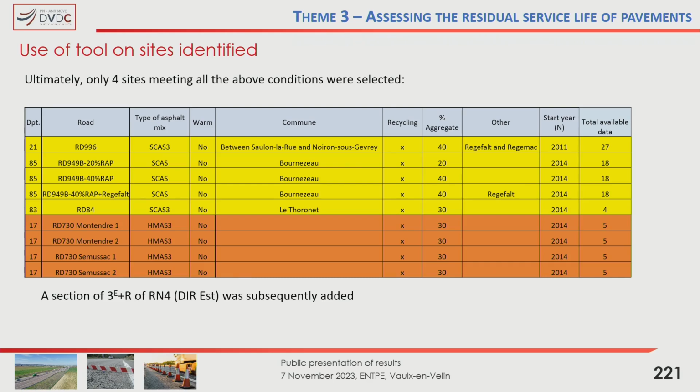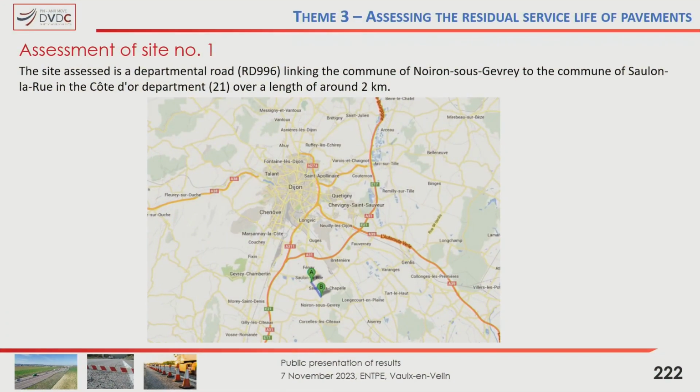And then we had another section that we hadn't thought of initially that was very interesting. This was part of the RN4 in the eastern part of France. That is a part that was added at a later date. Let me now show you in a bit more detail the results that we obtained for the different sites.